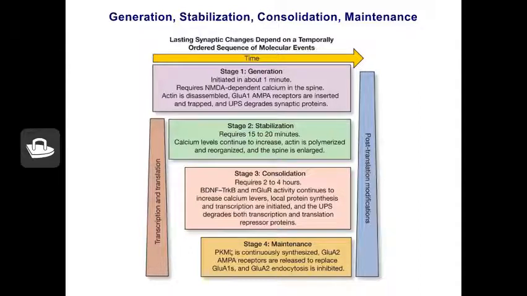And then the metabotropic glutamate receptors, the mGluR1s, they mediate increases in inositol triphosphate signaling that activates calcium release through IP3 receptors in the endoplasmic reticulum of the dendrite and somewhat into the spine.